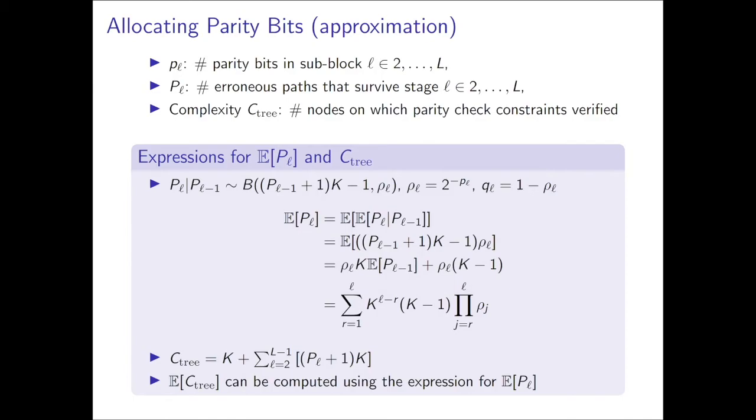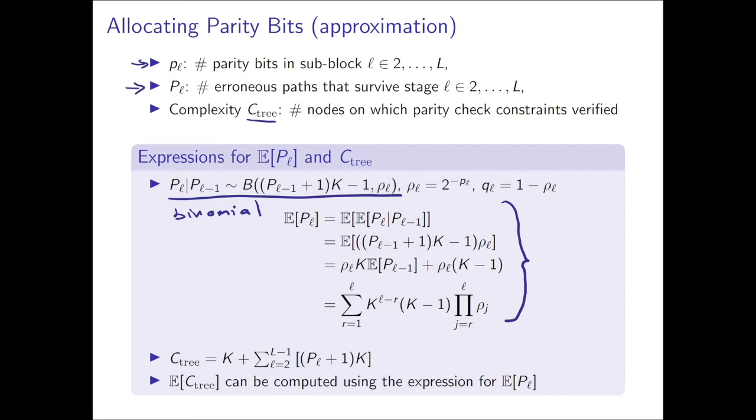The notation we use is: p sub L is the number of parity bits in subblock L, capital P sub L is the number of erroneous paths that survive stage L, and the complexity of the process is denoted by C sub 3. It turns out that the number of paths surviving stage L, conditioned on the number of paths who survived at the previous stage under the approximation we mentioned, is a binomial random variable. As such, the expected number of paths surviving the process can be computed using nested conditional expectation.